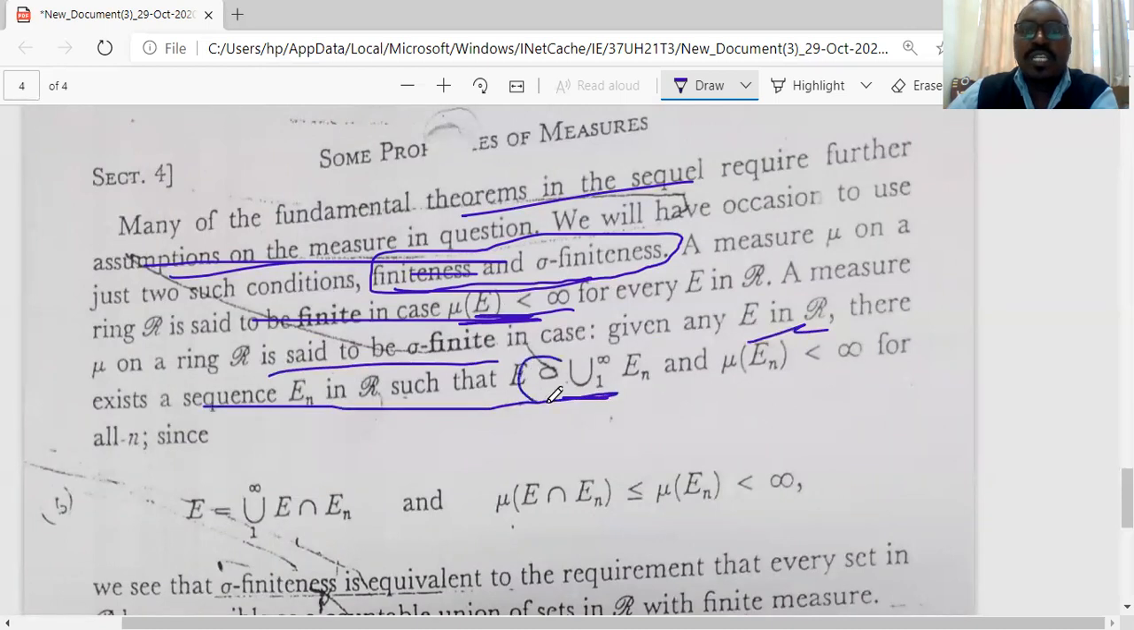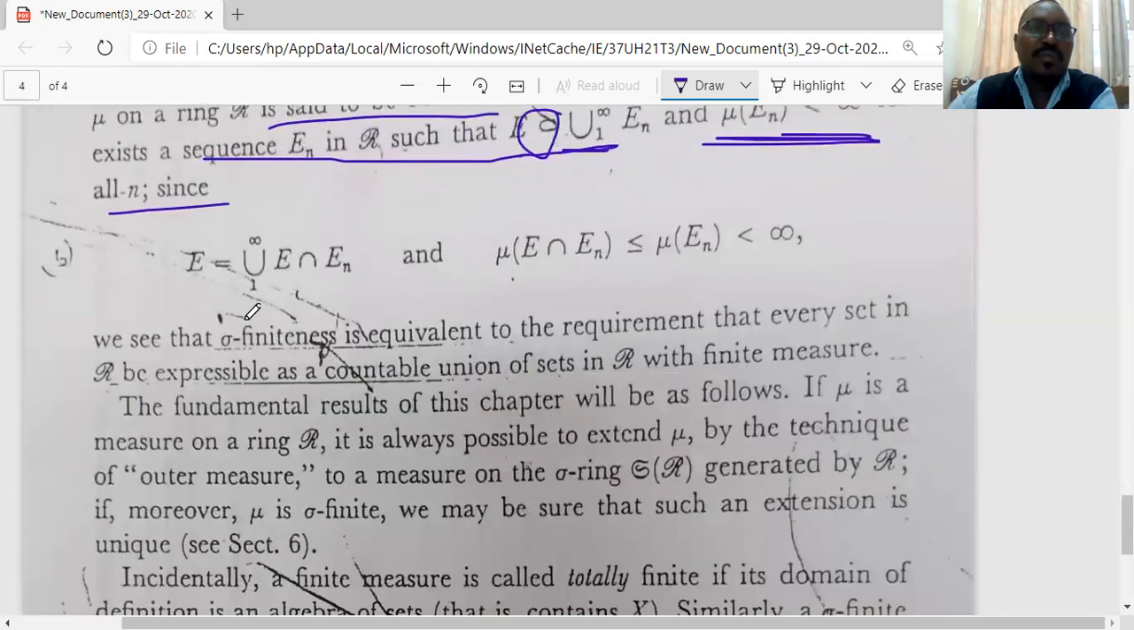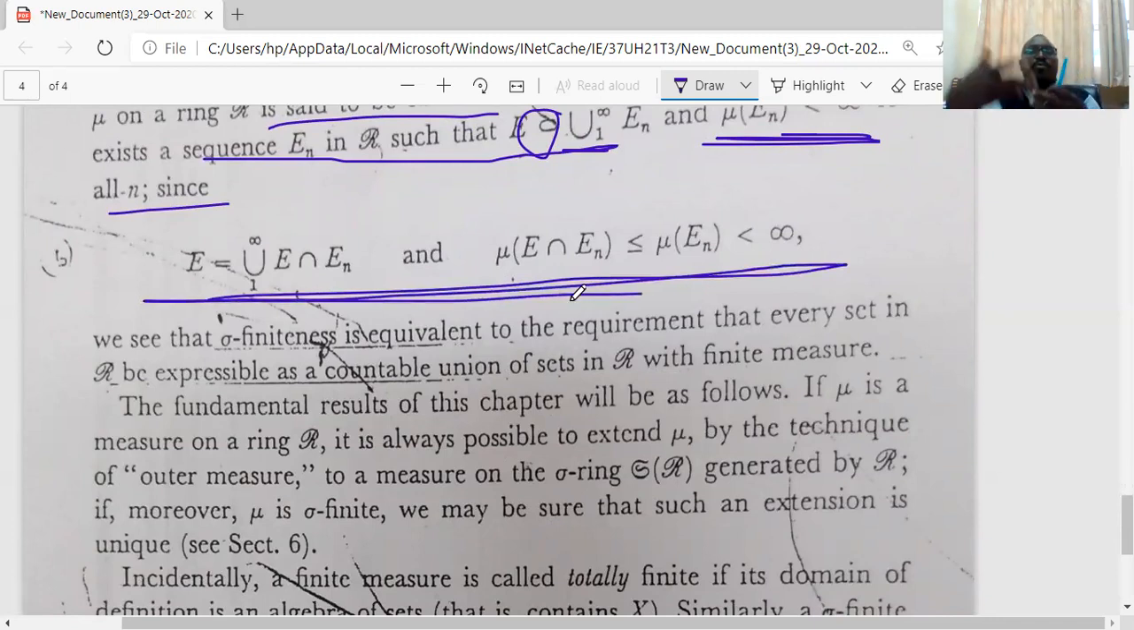Okay, if U is contained in this sequence and mu is finite for all n, this is what we mean by that statement. Then you say it is sigma finite, because we're introducing a measure, and in that case we call it sigma finite.